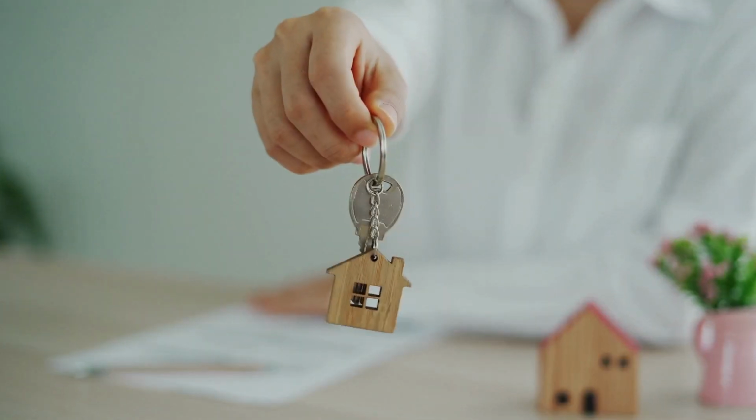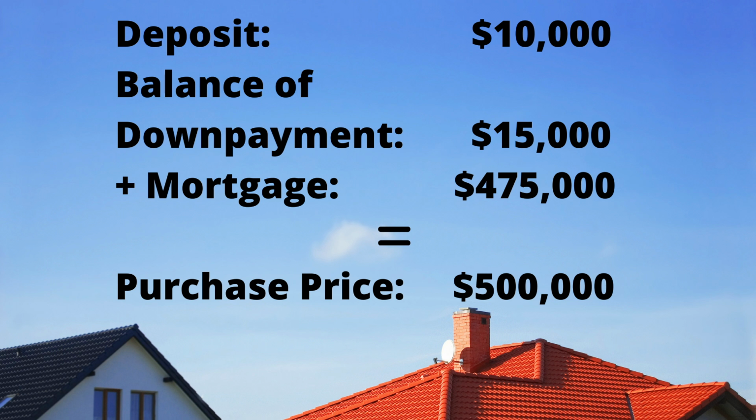Then when you pay for your house on your completion date, you will then come up with the balance of that $25,000 down payment, so another $15,000 because the first $10,000 deposit has already been paid into trust. Then the rest of the house money, the 95%, or in this example it would be $475,000, will come from your lender.